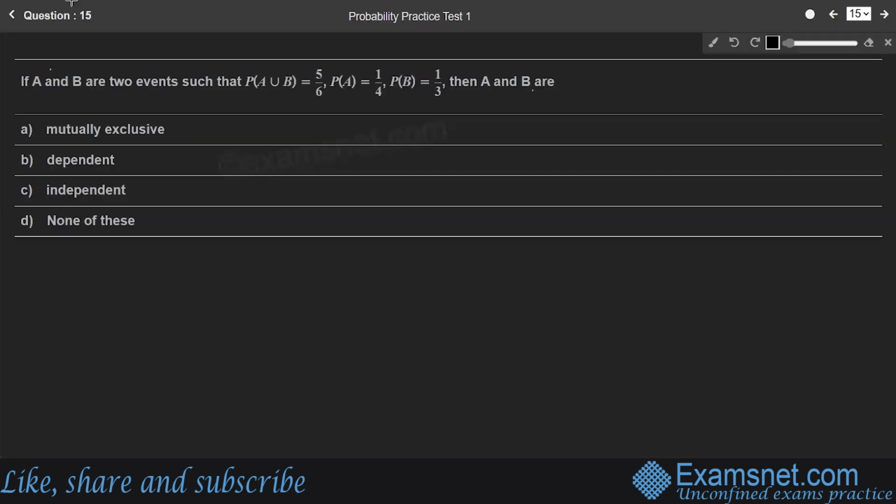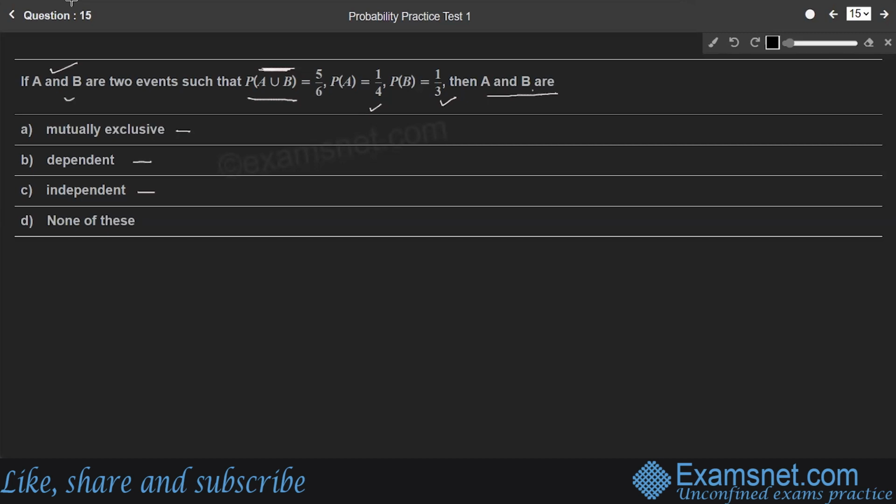Question number 15. If A and B are two events such that probability of A union B prime, there is a small correction, right? If probability of A union B prime is 5 by 6, probability of A is 1 by 4, and that of B is 1 by 3, then A and B are. So here are 4 options. A and B are mutually exclusive, A and B are dependent, and A and B are independent.